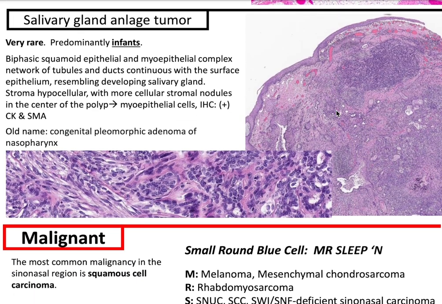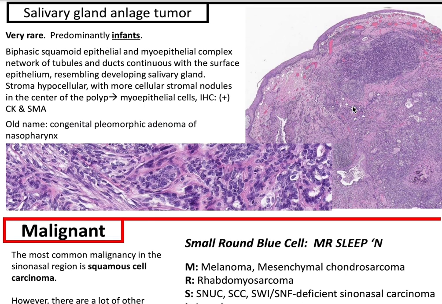A very rare tumor, salivary gland anlage tumor. It's predominantly in infants. This is a biphasic squamoid epithelial and myoepithelial complex network of tubules and ducts continuous with the surface epithelium, resembling developing salivary gland. The stroma is hypocellular with more cellular stromal nodules in the center of the polyp composed of myoepithelial cells. It'll be positive for cytokeratin and smooth muscle actin. The old name is congenital pleomorphic adenoma of the nasopharynx.